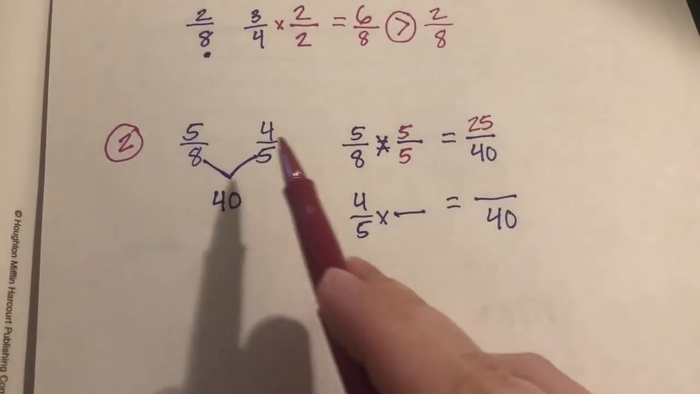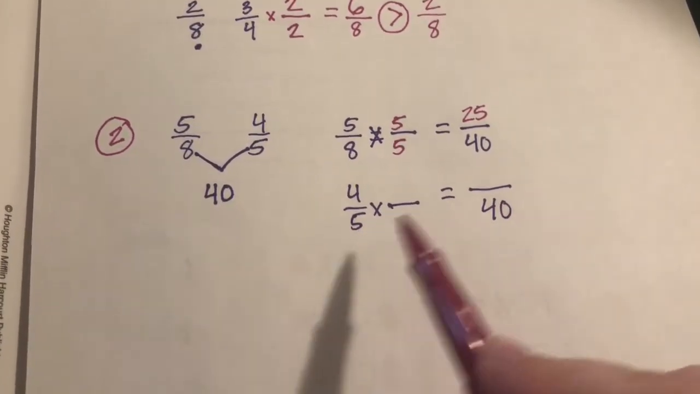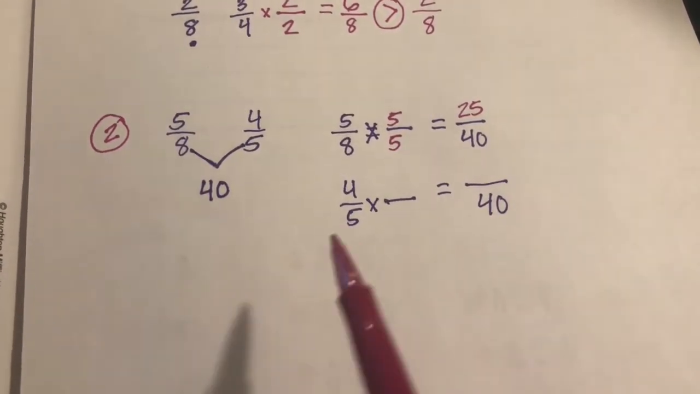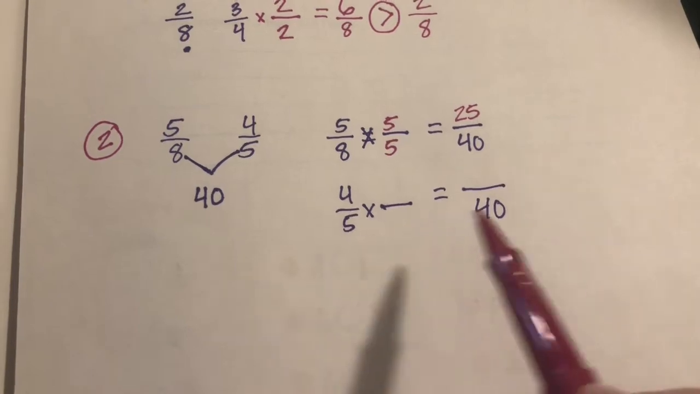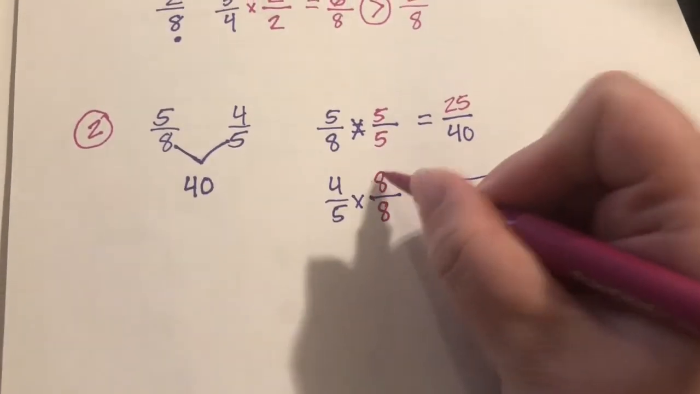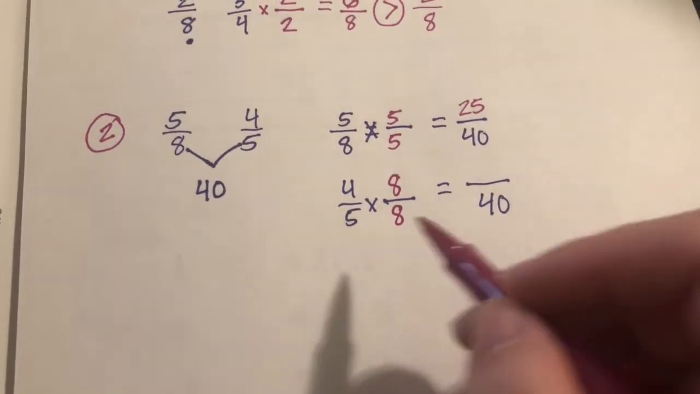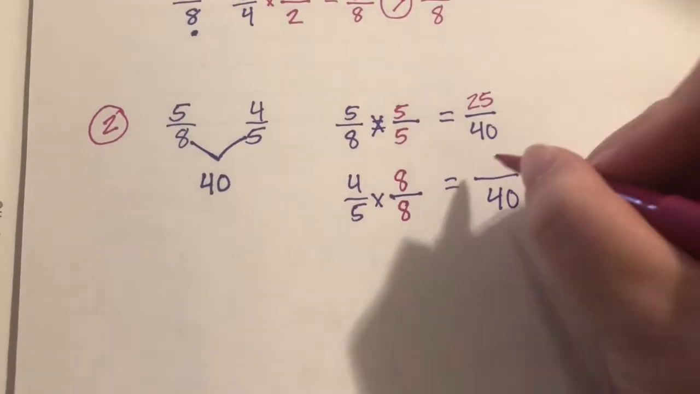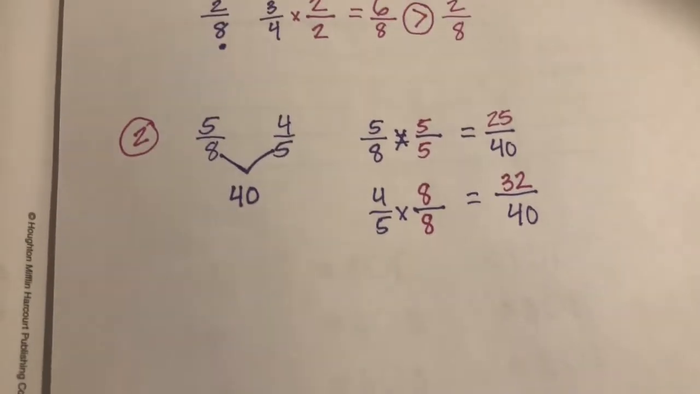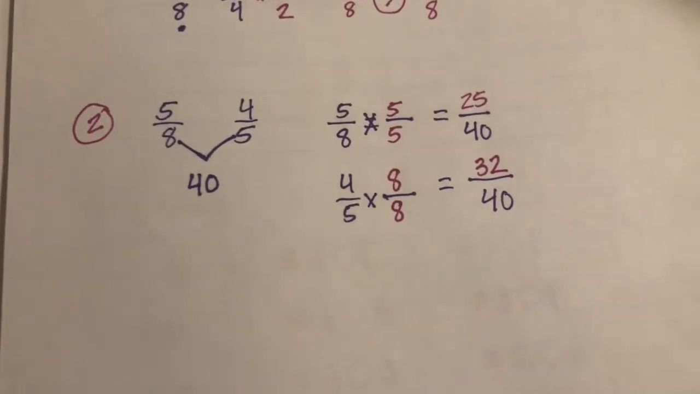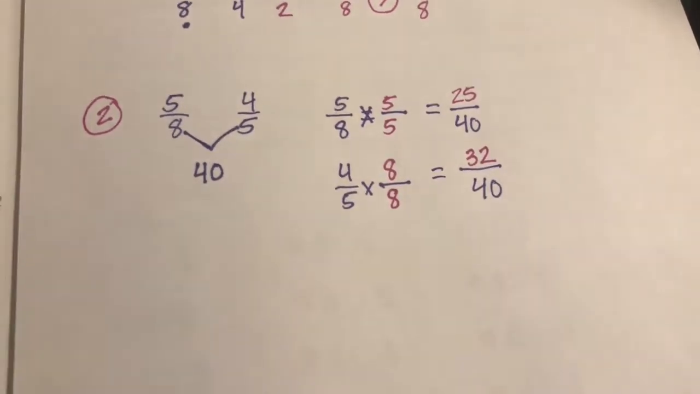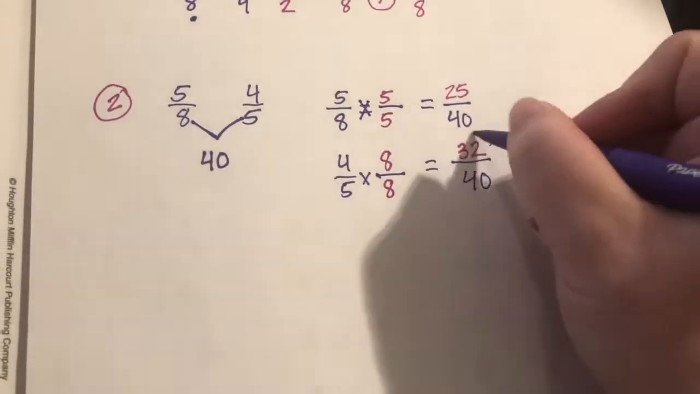Now we're going to do the same thing for 4/5. We're going to change this to make it equivalent to something with a 40 in the denominator. So 5 times what gets me 40? 8. So I'm going to multiply 8/8. 5 times 8 is 40. 4 times 8 is 32. Okay, so now I can clearly see which one is greater, 25/40 or 32/40. It's clearly going to be 32/40.